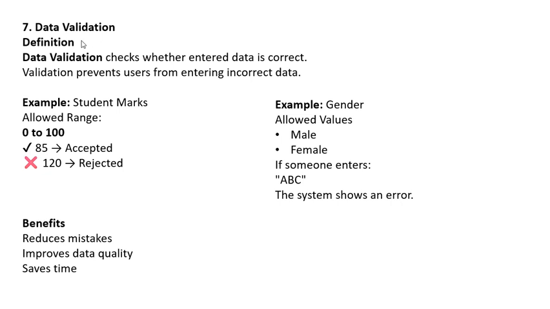Seventh is data validation. Data validation checks whether the entered data is correct, and validation prevents the user from entering incorrect data. For student marks, the allowed range is 0 to 100, so 85 is acceptable and 120 is rejected. Gender is the same, allowing only the values male and female. If someone enters ABC, it is an error. The benefits are reducing mistakes, improving data quality, and saving time.